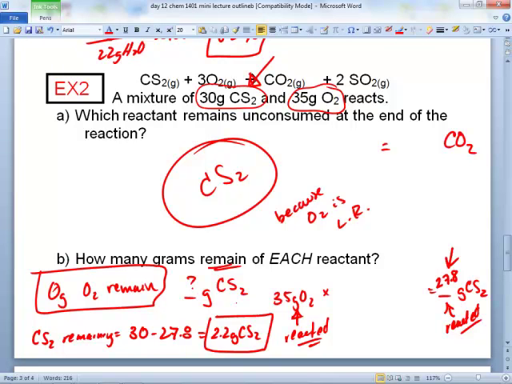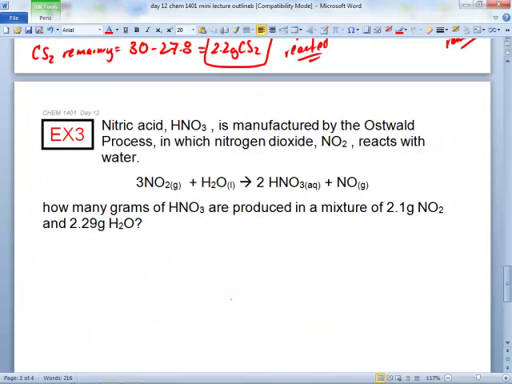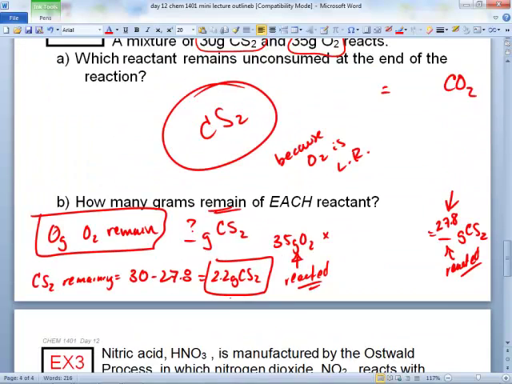Oh, because oxygen's 32. That's right. I should have recognized that because it's double. Yeah. I need to divide by 2 to get to the 27.8. Yeah, because oxygen's going to be 32. Okay. So there's another one up here if you want to practice again, but I think you got the idea.